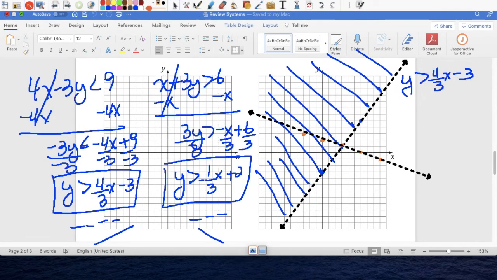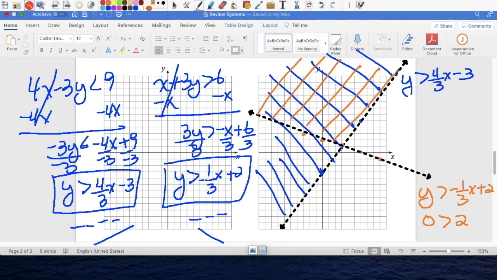And let's give this a name. What is this? y greater than -1/3 x plus 2. Let's pick the point 0, 0 and see if it works. So 0 greater than 2, right? Because -1/3 times 0 is 0 plus 2. So 0 greater than 2? No, it's not true. So if it's not true, we don't want the side where 0, 0 is, but we want the opposite side. So right away, you see the two areas that intersect.